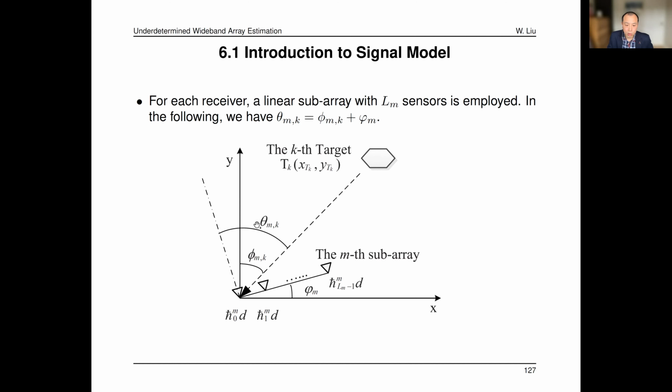So these three angles, this one, and this one, and this one, are related by this. Basically, this angle theta_mk equals what? This plus this, because this angle is the same as this angle. So this angle plus this gives this angle. So that's why we have this relationship, okay?